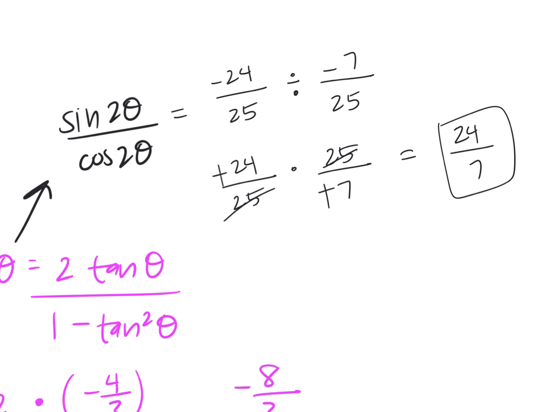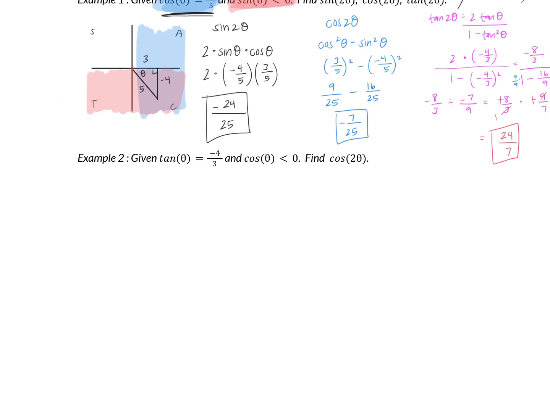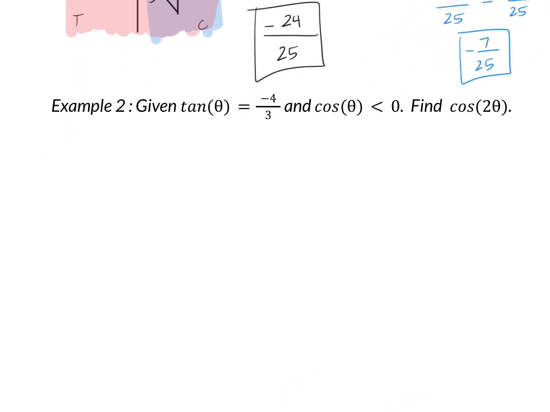So either way you do it, whether you use the double angle formula for tangent specifically, or just do a ratio of sine over cosine, you'll get the same answer regardless. Okay? Does that make sense? Cool. All right. Example 2 is very similar to example 1 there. So I'm going to let you guys go ahead and try this out.